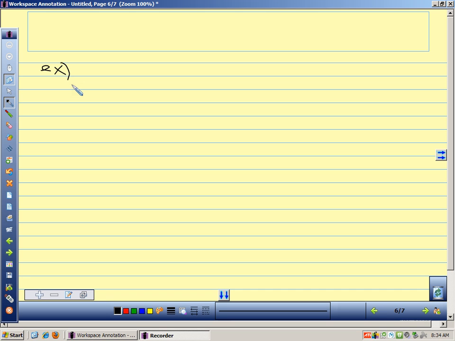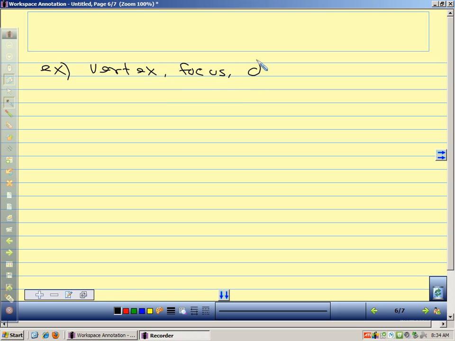This example brings back one of our favorite topics. We want the vertex, focus, and the directrix of x squared minus 2x minus 16y minus 31 equals 0. So we have an x squared. Our x is squared, our y is not squared. So we know we have a parabola.